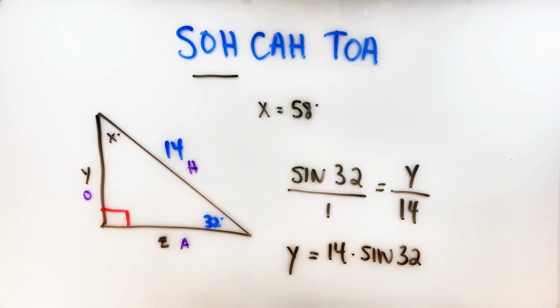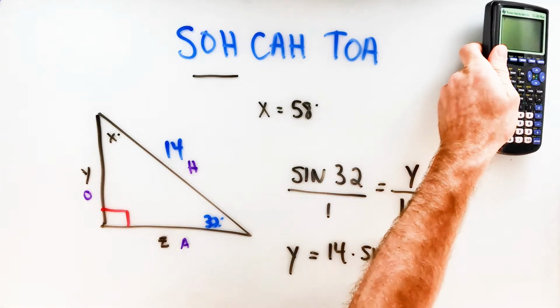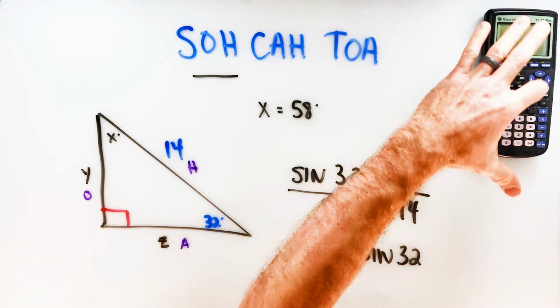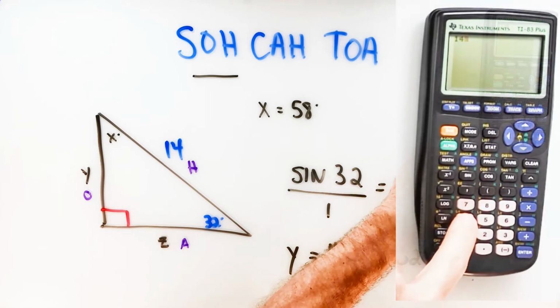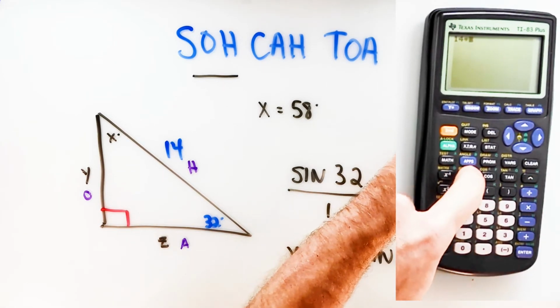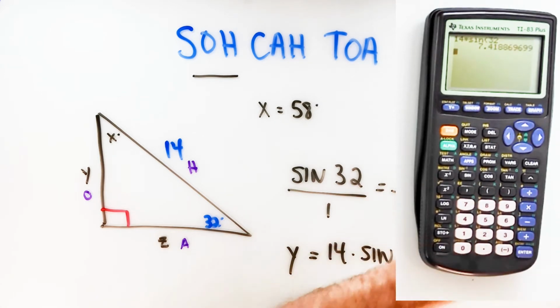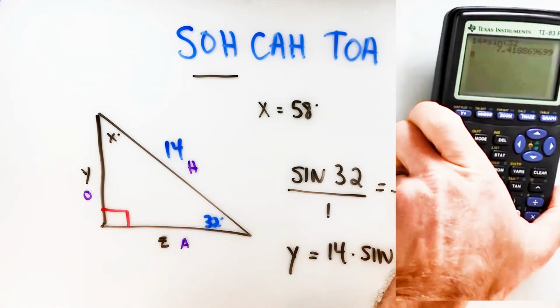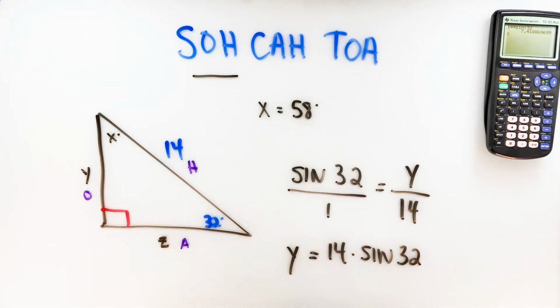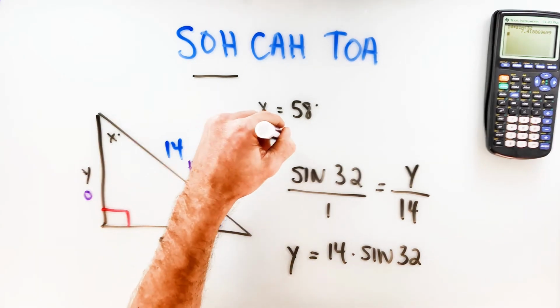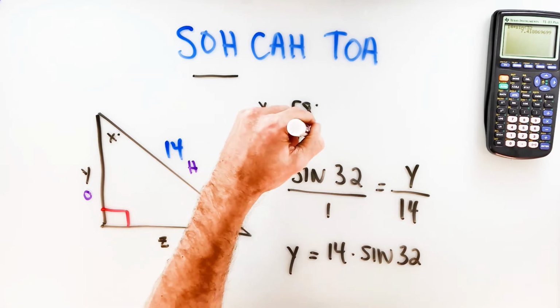Okay, at this point, this is where I go to my calculator. So I'll move this up here. Make sure I'm on. Okay, go to my calculator, and I'm going to type in 14 times sine 32. When I type in 14 times sine 32, that's going to tell me the length of that leg y, and it looks like we'll round to the hundredths place. It's going to be about 7.42.